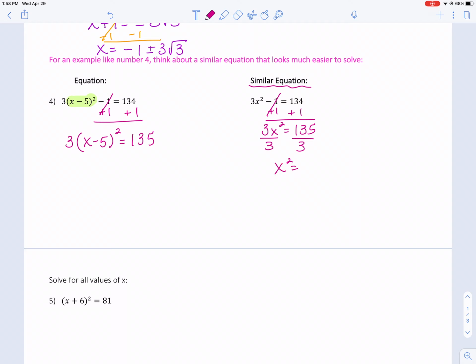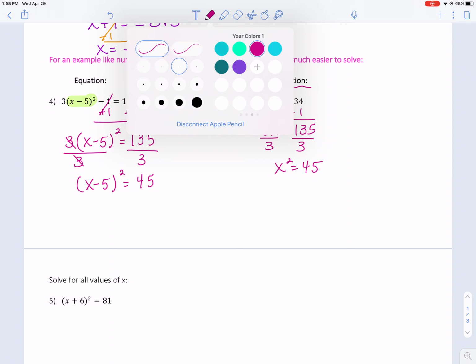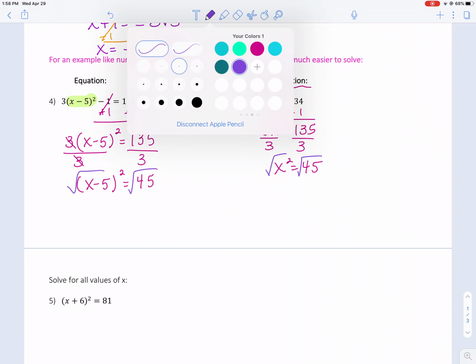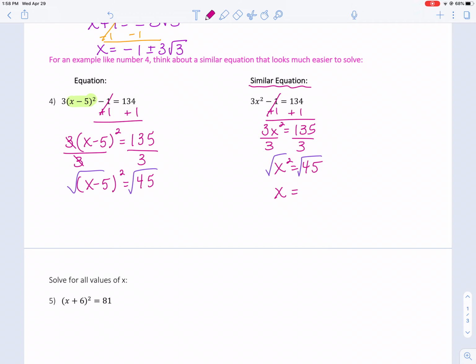Okay, so I would do 135 divided by 3 and get 45. Here, I'm going to do the same thing. Get rid of this 3, and I would have x minus 5 squared equals 45. Now, just like you would on the right-hand side, take the square root of both sides. Here we're going to take the square root of both sides. Okay, here is similar to what we were doing yesterday, x equals plus or minus. We would break down into 9 and 5, and I would get an answer of plus or minus 3 rad 5.